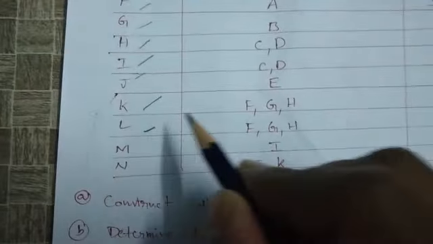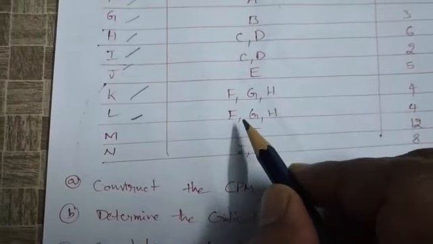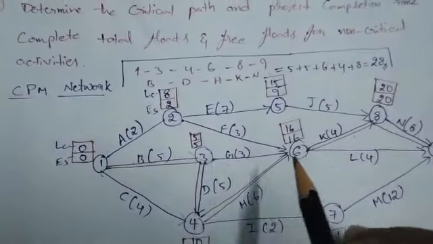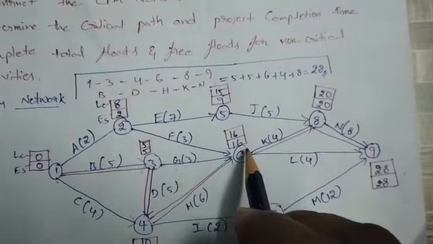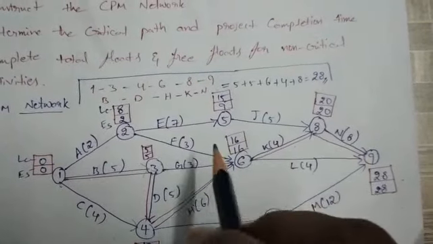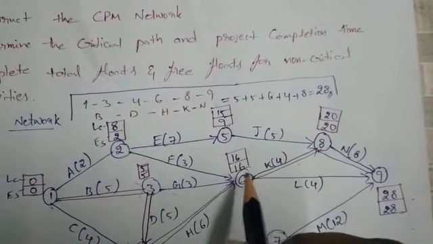Next one is L. L's immediate precedence is also F, G, H. F, G, H is connected with the 6th node. Again it will start from the L node. So another path, L is also connected with F, G, H. So this is completed, L.